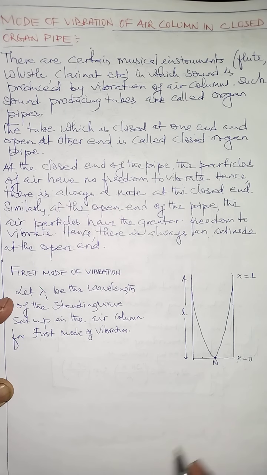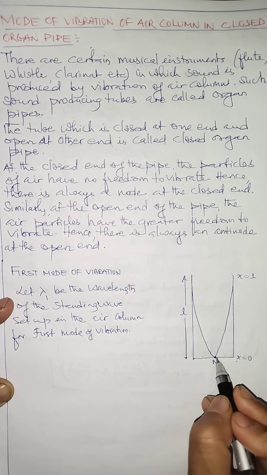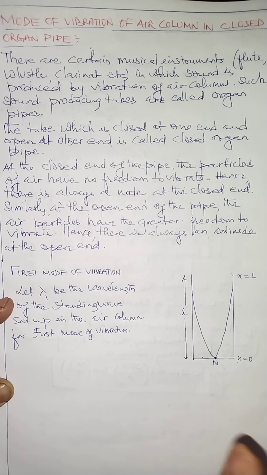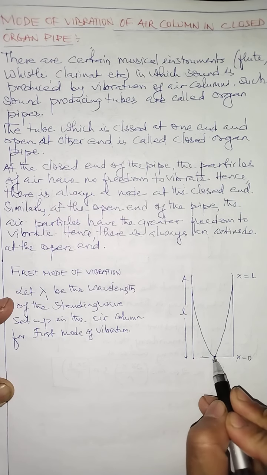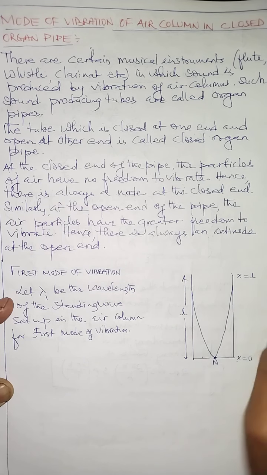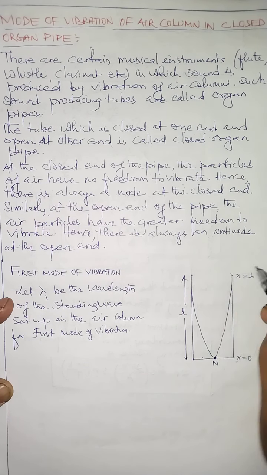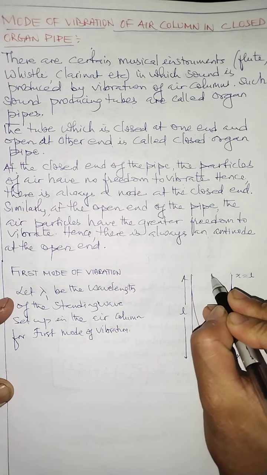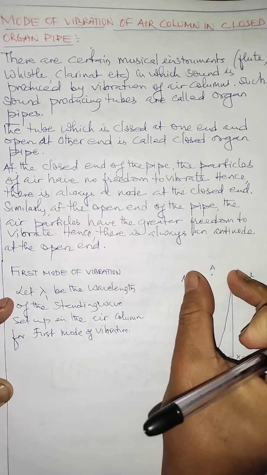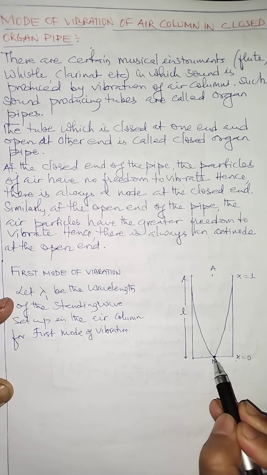The wave will be formed this way. The wave formed this way means the particles have no displacement to vibrate at the open end, so there is only one node, and the particles have maximum displacement to vibrate at the open end, which is called an antinode. So there will be an antinode at the open end, whereas there will be a node at the closed end.